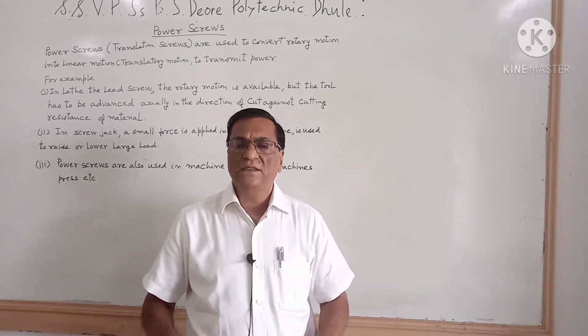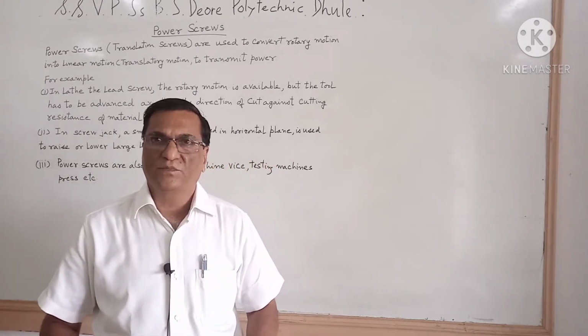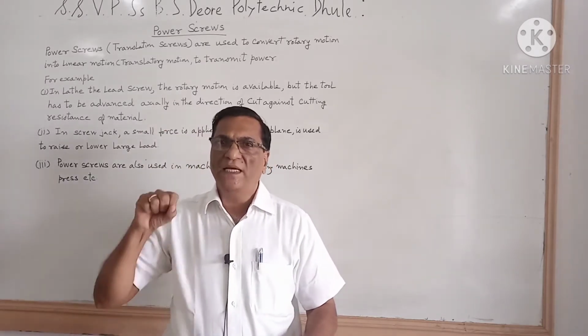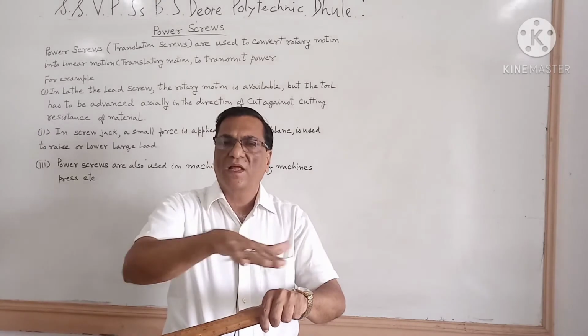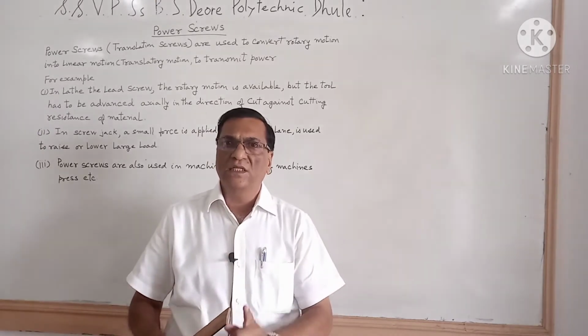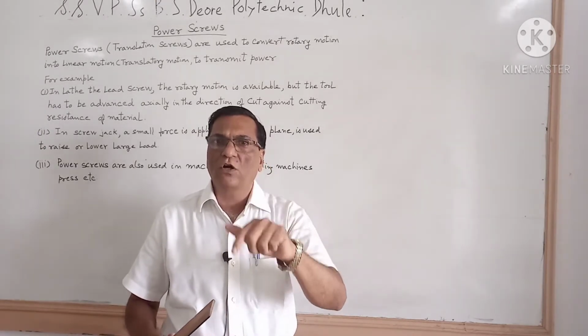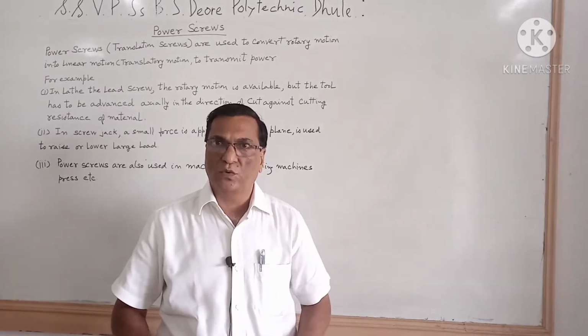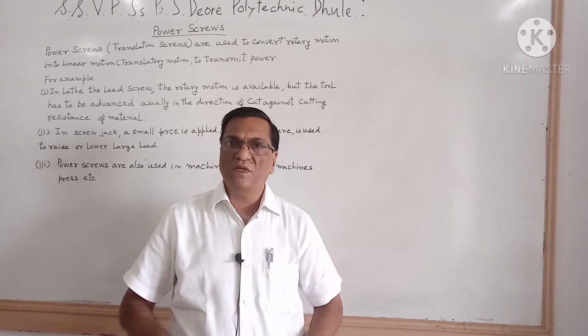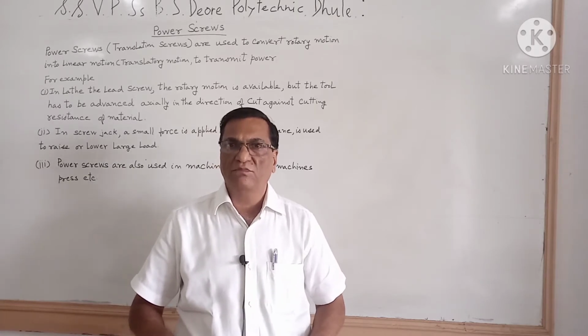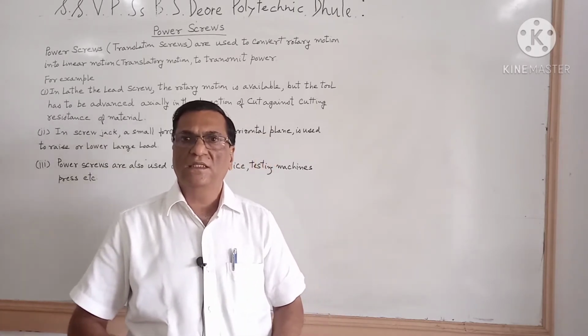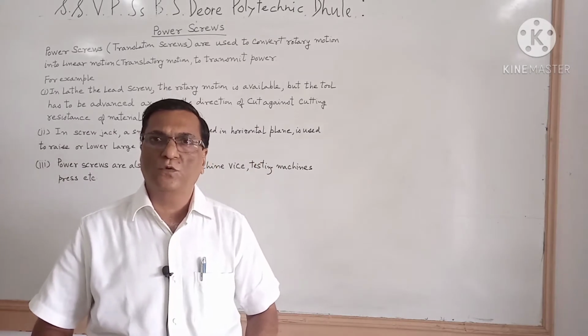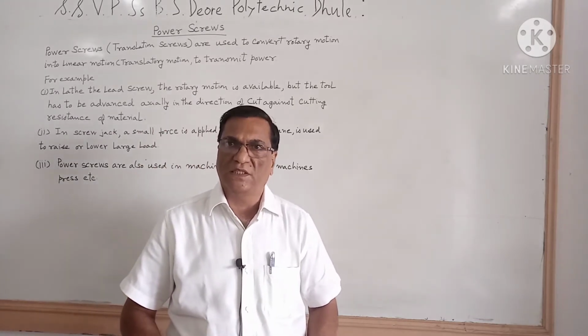Now take the example of a screw jack. In a screw jack, we apply the force in the horizontal plane and the screw moves in the vertical direction, upward or downward, which is used to lift or lower heavy loads. Now take the examples of the press, C-clamps or machine vice. In these we use the power screw for power transmission.